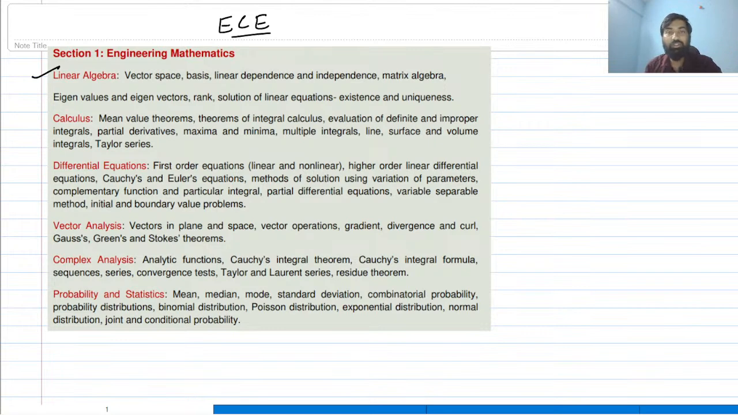If I talk about the intersection of these topics with your subjects, there are 8 to 9 subjects. We start with network theory, then control system, digital circuit, devices, analog, signal and system. There are many subjects, and everywhere you will find some concept of matrices.